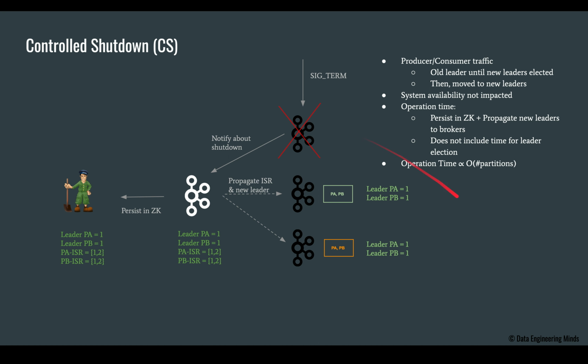So thus, the overall operation time required for the controlled shutdown is equal to the order of the total number of partitions. So as you increase the number of partitions, the number of metadata also increases, and hence the amount of metadata that we need to move from the controller to the Zookeeper will also increase. So hence we cannot scale the Kafka cluster beyond a certain limit, and if we do that, the time for the controlled shutdown will also increase.